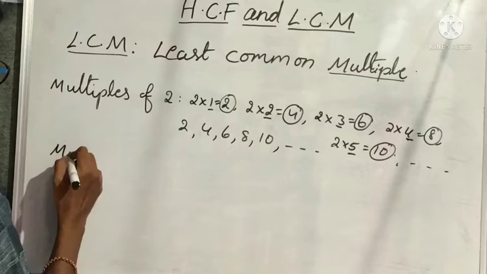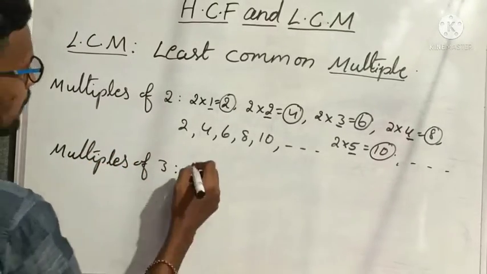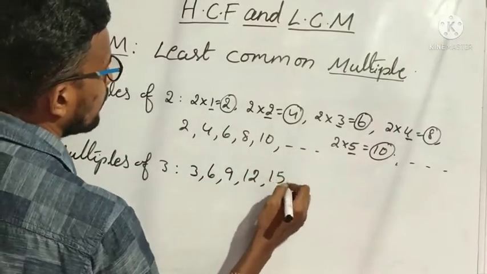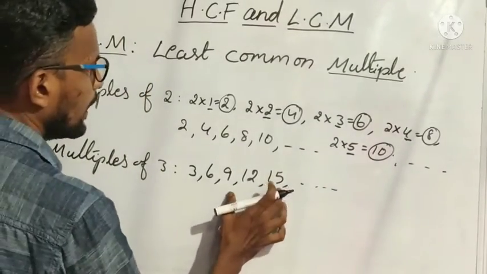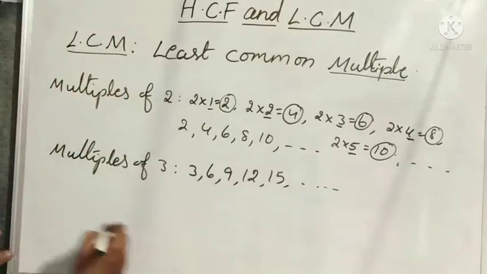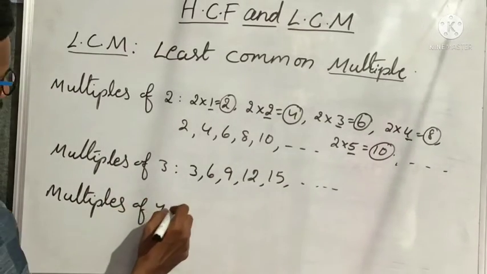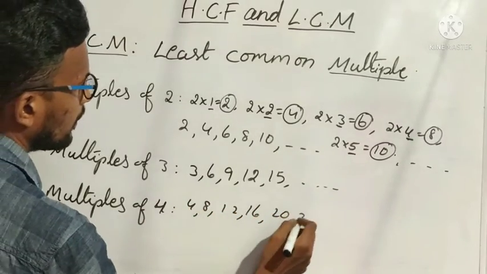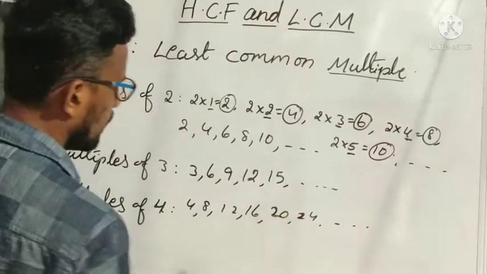In the same way, if we take multiples of 3: 3 into 1 is 3, 3 into 2 is 6, 3 into 3 is 9, 3 into 4 is 12, 3 into 5 is 15 and so on. These are nothing but the results we get in the table of 3: 3, 6, 9, 12, 15, which are all multiples of 3. Next, multiples of 4: 4, 8, 12, 16, 20, 24 and so on.